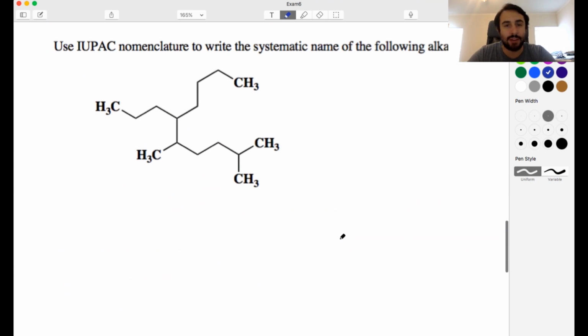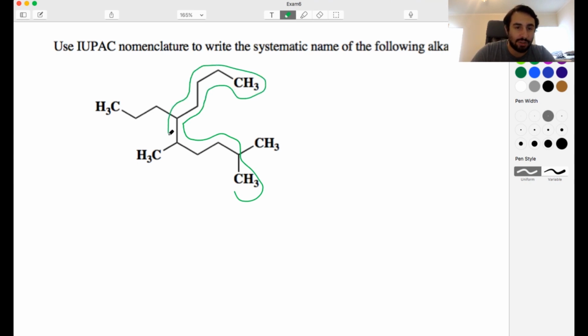Okay, IUPAC nomenclature. Let's do another one of these nomenclatures. So which one is the longest chain? Okay, let's start over here. We can start with either of these. So let's go here, and now we've got 1, 2, 3, 1, 2, 3, 4. Okay, this is the way we want to go. This is going to be the longer chain. So we had to count just to make sure.